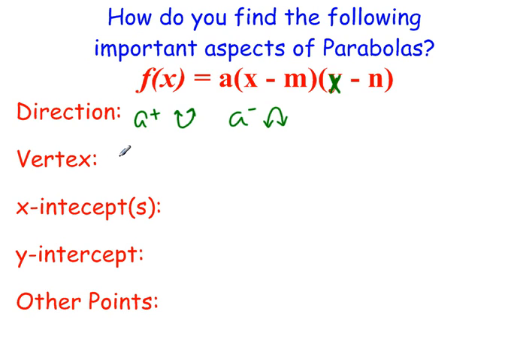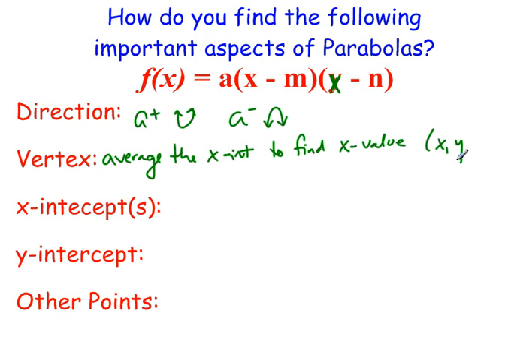Okay, to find the vertex, I'm going to write this out: we're going to average the x-intercepts to find our x value. When we go through a graph, you'll be able to see it a little better. Once I find the x value, I can always substitute it back into my problem to find the y value. Because remember, a vertex is just x comma y.